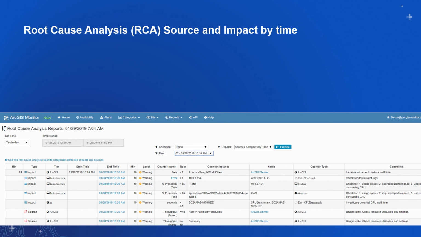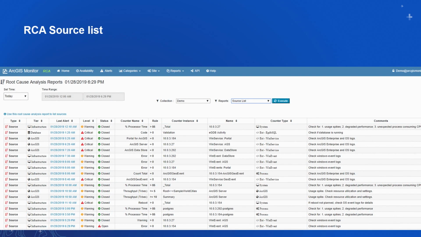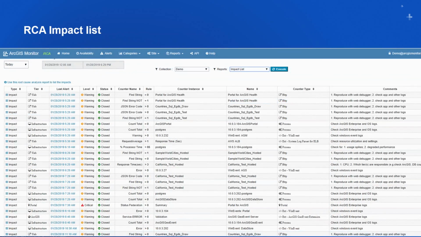There are two views. The UI will provide you source and impact. But you might say, okay, I really want something very quick. Just give me all the sources. So these are all the things that you need to fix. And if you fix them, you click on impacts, and all these things should go away.